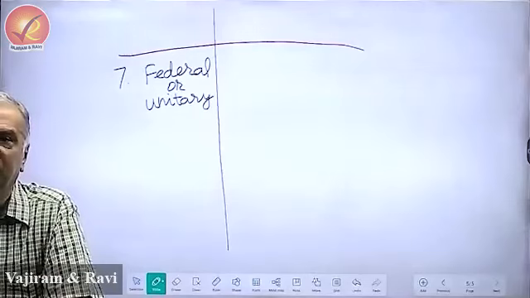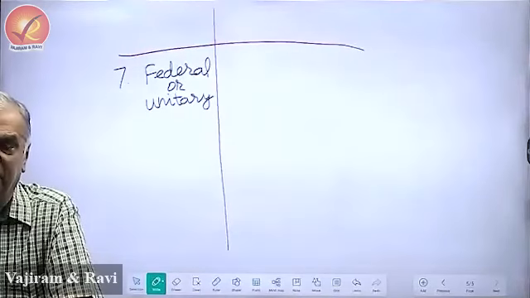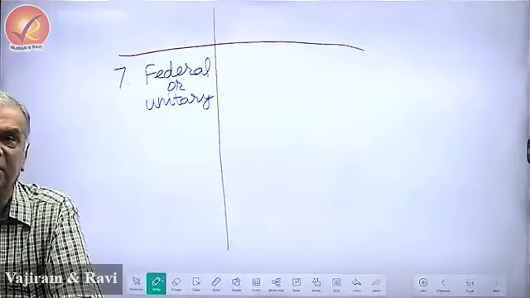So what is the logic behind 31 and 50? There are 50 states in USA. There are 28 states in India plus 3 union territories. That's the logic.